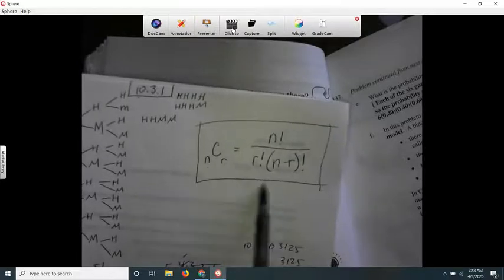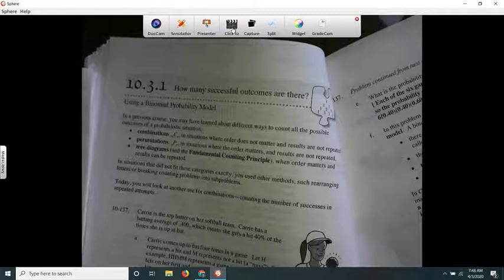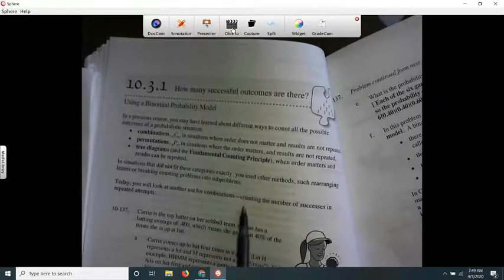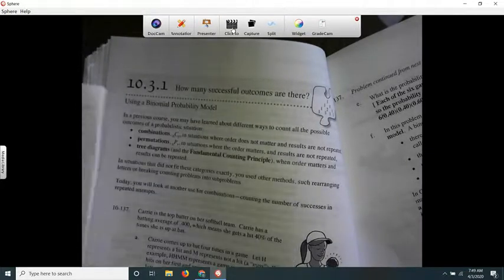We're going to use combinations because that's what we're dealing with in this lesson. And then tree diagrams, I'm sure you've seen tree diagrams before. You can use those when the order matters and when results can be repeated. So in situations that do not fit these categories exactly, you used other methods such as rearranging letters or breaking counting problems into subproblems. Today you'll look at another use for combinations. Combinations is this one, where the order doesn't matter.